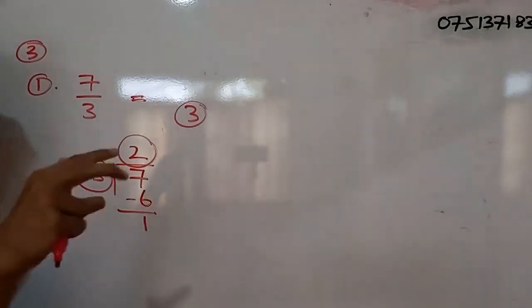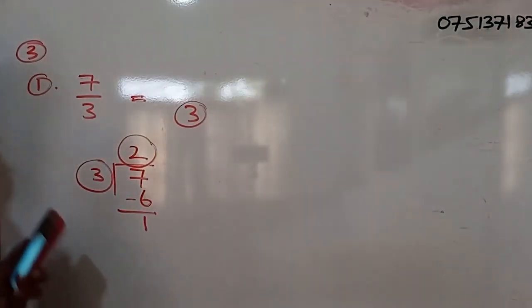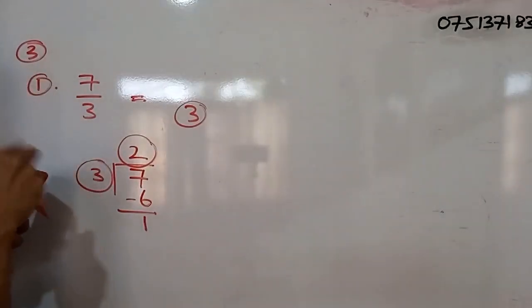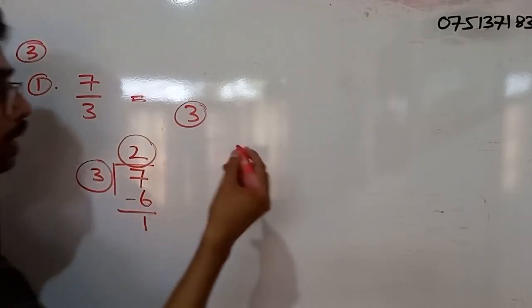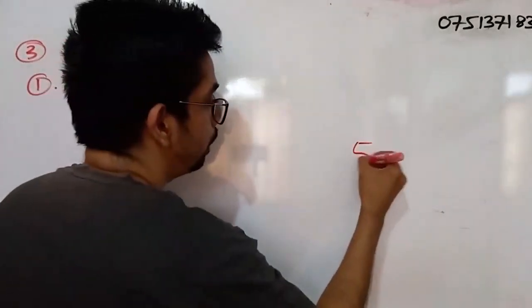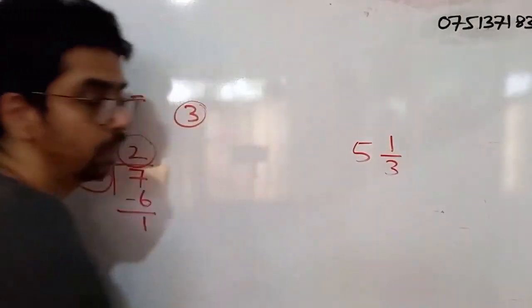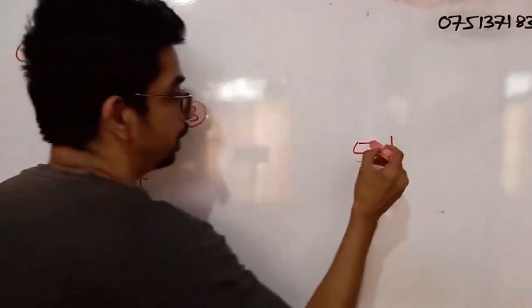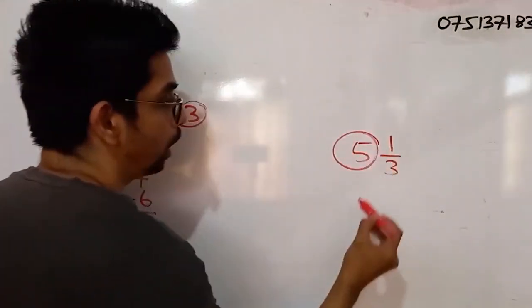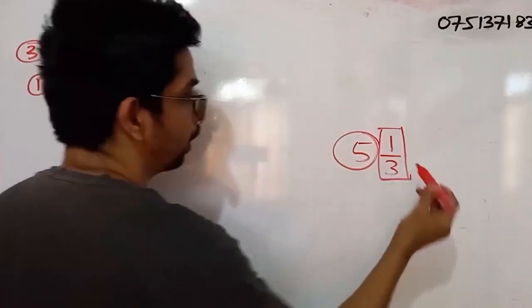So what must we do? We must convert the given fraction into a mixed number, right? So if we talk about mixed numbers, it is something like this. When we talk about mixed numbers, it has a what? Whole number part and a fraction part.